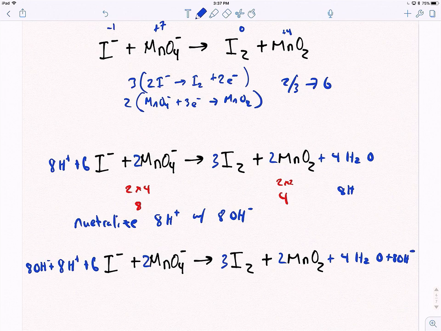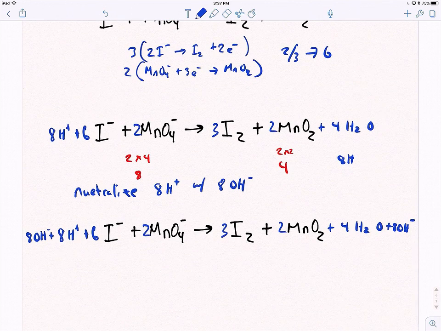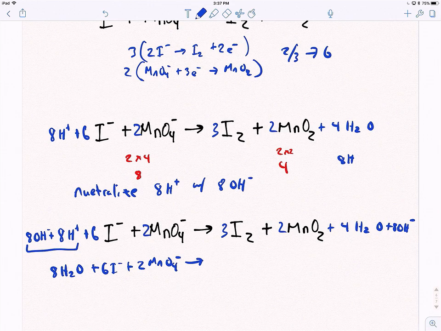So all I did is we added 8 OH minus on both sides, and these are going to react to form 8 waters plus 6 I minus plus 2 MnO4 minus yielding 3 I2 plus 2 MnO2 plus 4 waters plus 8 OH minus.